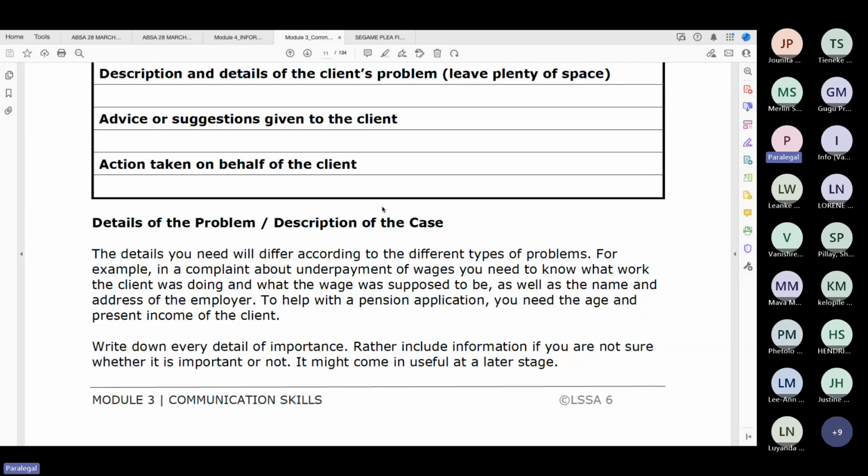Advice or suggestions given to a client. It's important for us to know what you said to the client. So the client has said things to you, but what did you say? You have a situation where Bonatsego says, don't worry, this is small waters, amanzi mancane, we'll solve the problem. If you said that to the client, please let us know so that we can manage expectations. There's no case that is small waters. All cases have got problems that are linked to them.